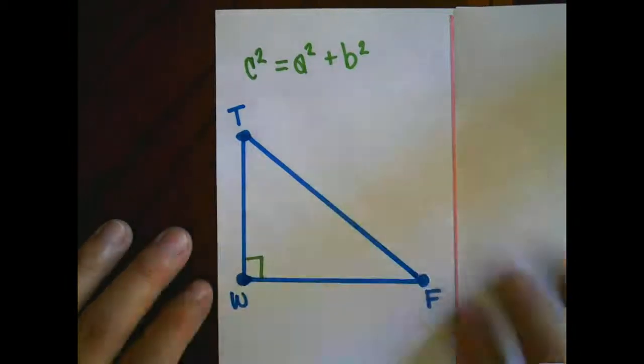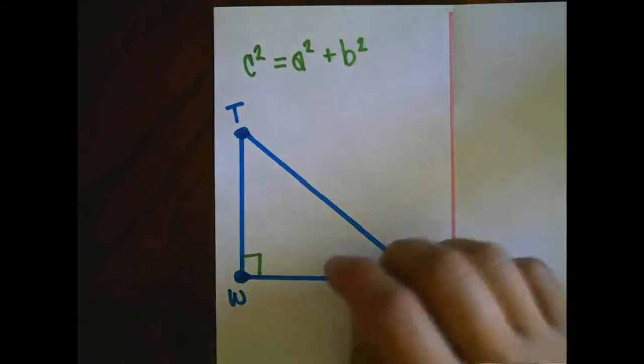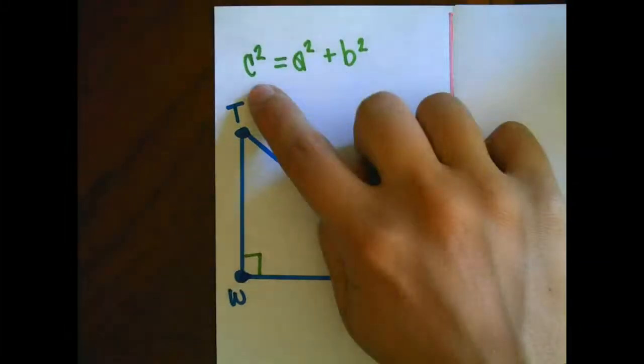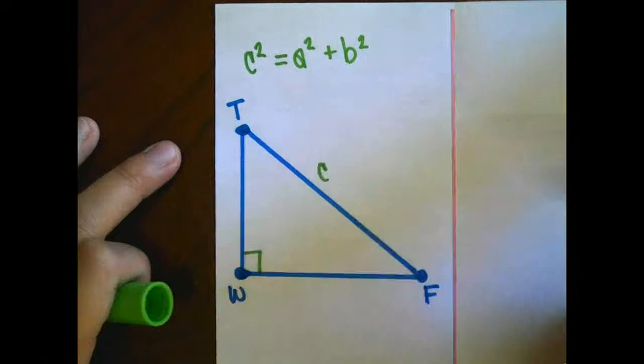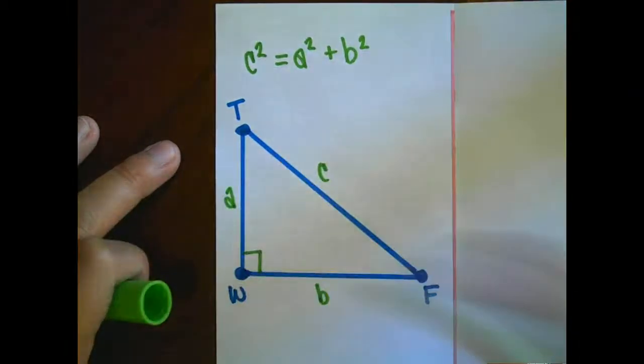Doesn't matter what you label the letters as. Okay? Hopefully you have already learned the Pythagorean Theorem, which basically states that if WTF is a right triangle, then c squared equals a squared plus b squared. And of course, c is the hypotenuse, and a and b are the legs.